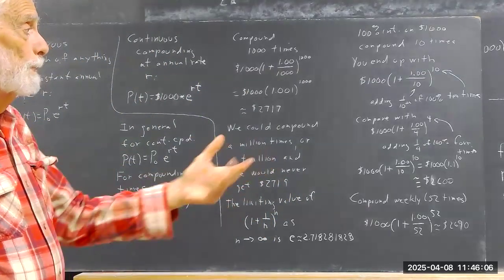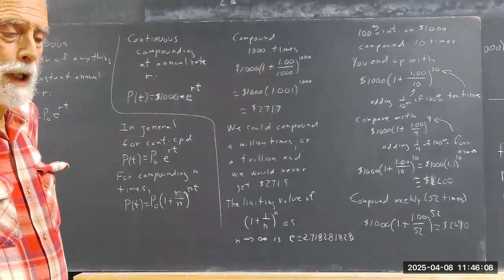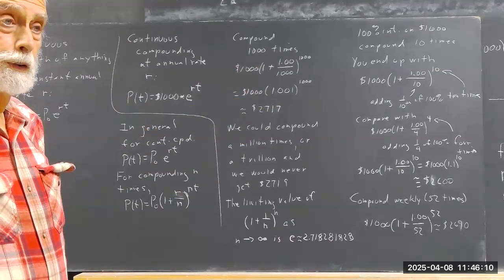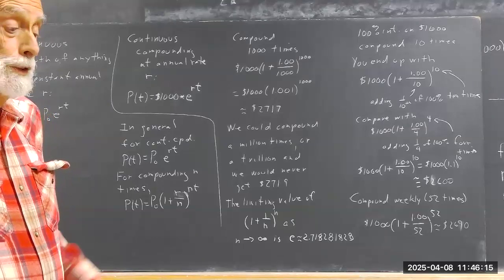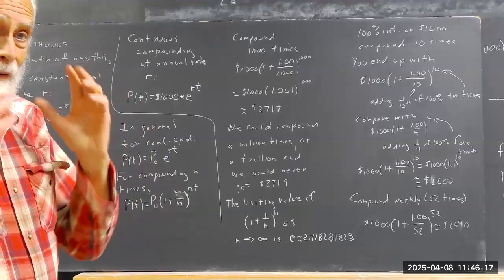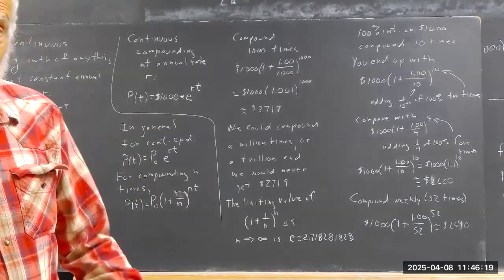And I want you to be able to explain how quarterly compounding works without using the formula. Okay? You just split your interest into 4 parts and apply it 4 times.